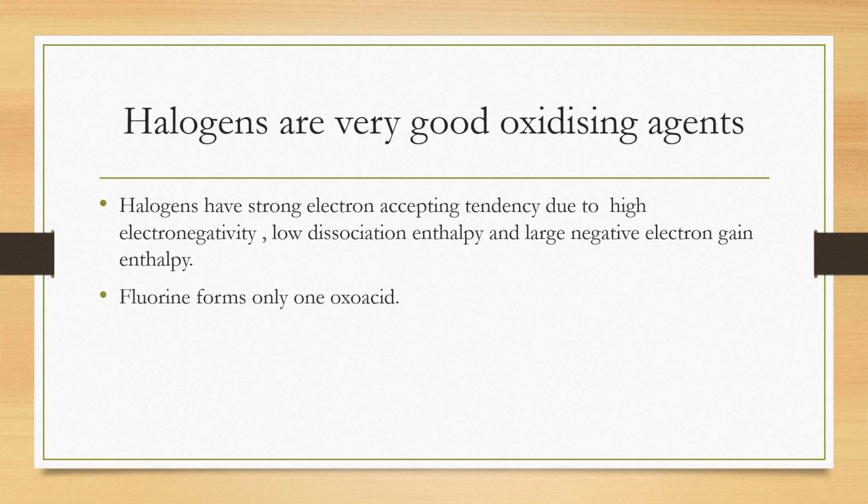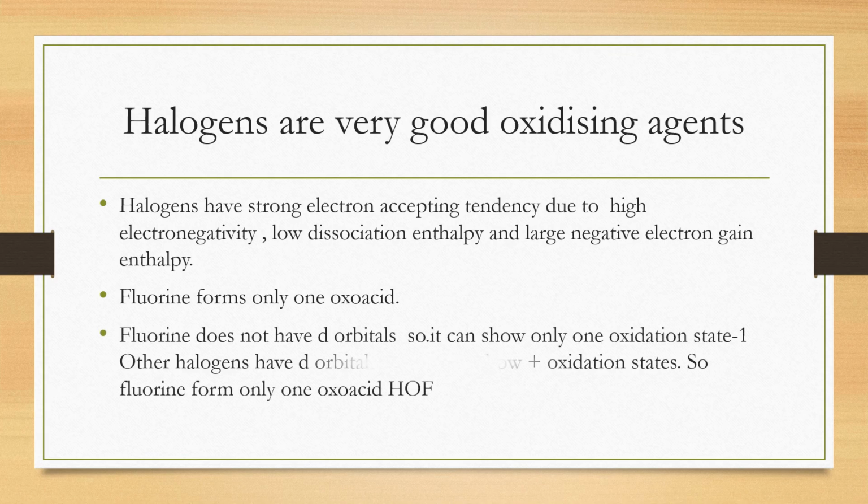Next point is fluorine forms only one oxo acid, and that is HOF. Why does fluorine form only one oxo acid? Due to the small size of fluorine, it does not have d orbitals, and so it can show only one oxidation state, that is -1. Other halogens have d orbitals and can show a variety of positive oxidation states. Due to this reason, fluorine can form only one oxo acid.